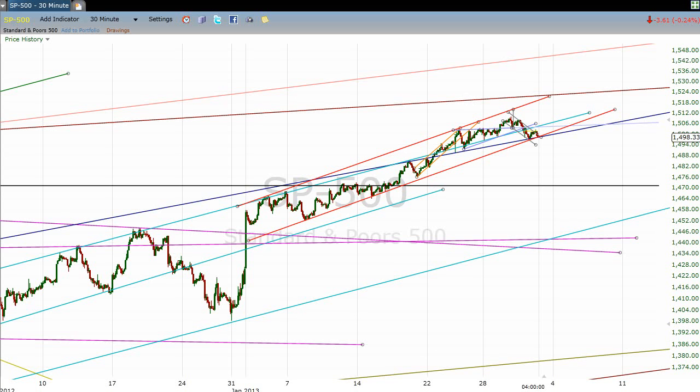Okay, guys, we're looking at a 30-minute chart of the S&P, and what we really need to see here is what we've been talking about for the past couple of weeks, if not a little longer. That is this bottom rising support line in this rising channel that has been operating for the entire month of January.